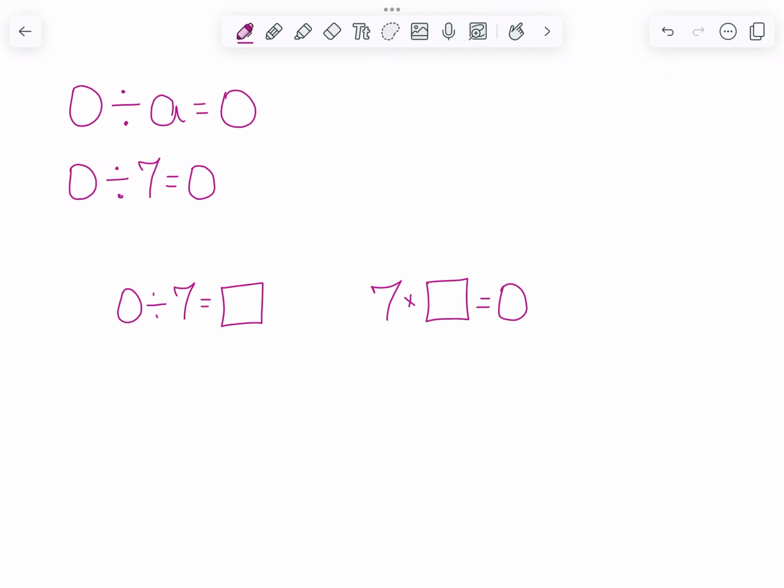Division involving 0 is also very special. Dividing 0 by a number will always result in 0. In other words, 0 divided by a is equal to 0. As a more concrete example, 0 divided by 7 is equal to 0. Let's look at why this is true. The problem 0 divided by 7 is equal to what can also be thought of as 7 times what is equal to 0. And the only number I can multiply by 7 to get 0 would be 0. So I can see that 0 would go in both of my squares here.